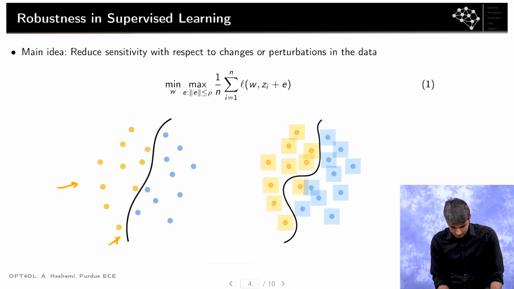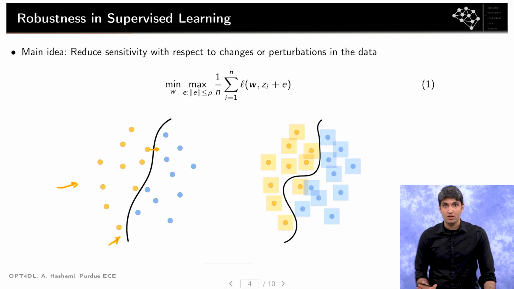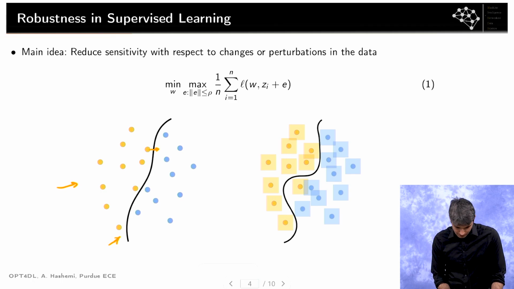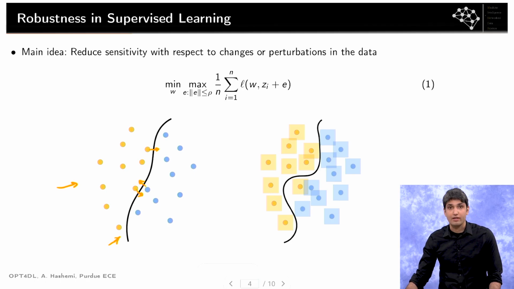For instance, if I perturb this data point slightly, then my classifier, without changing it, is going to classify it as the blue class as opposed to the orange class. Okay. Same here, right? If I slightly perturb this data point or that data point, the classifier is going to make a mistake. So therefore, this classifier is not robust with respect to small changes in the training data.